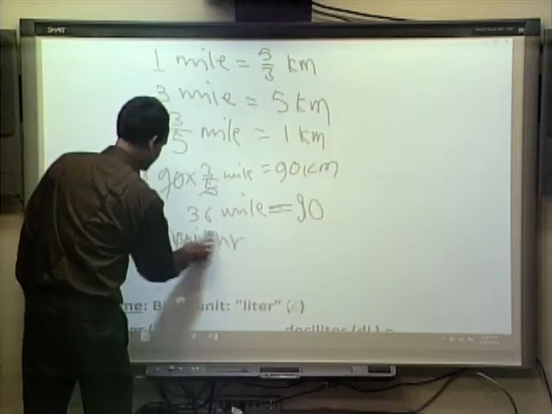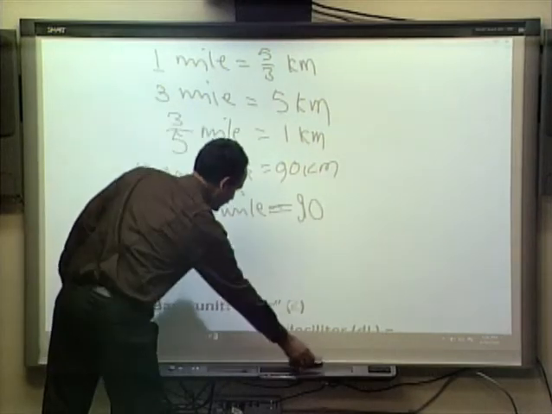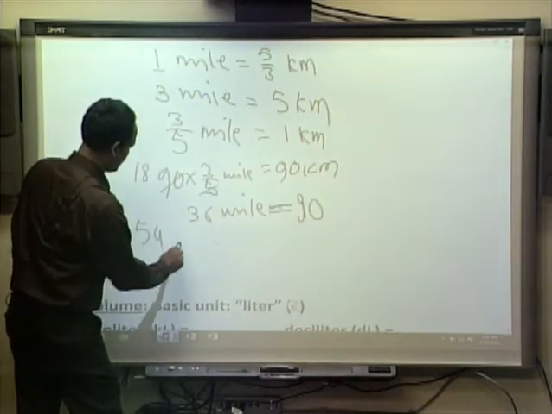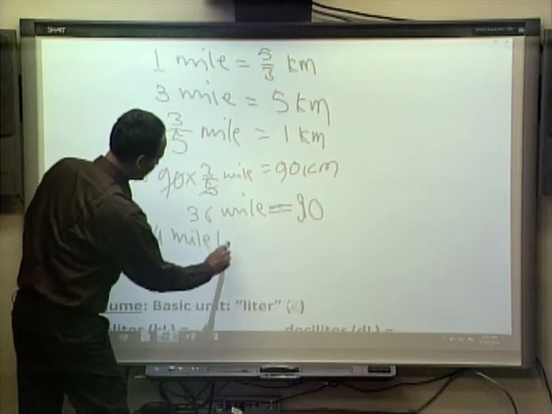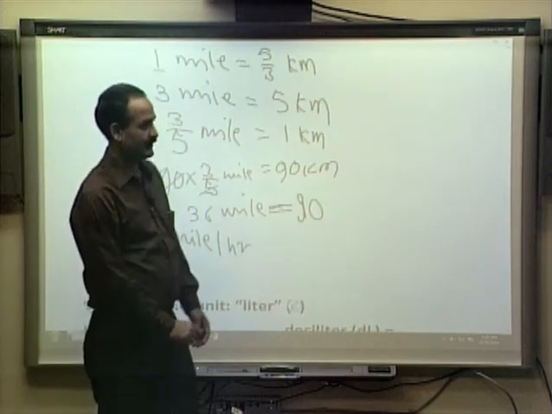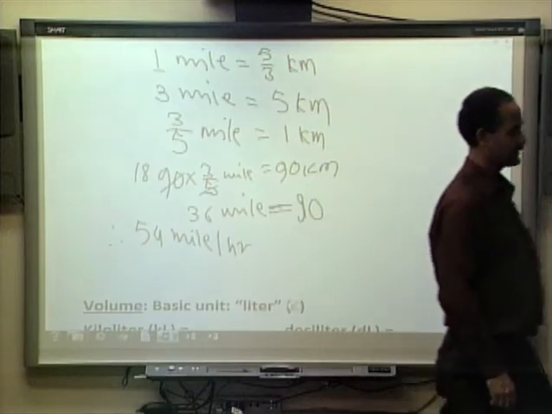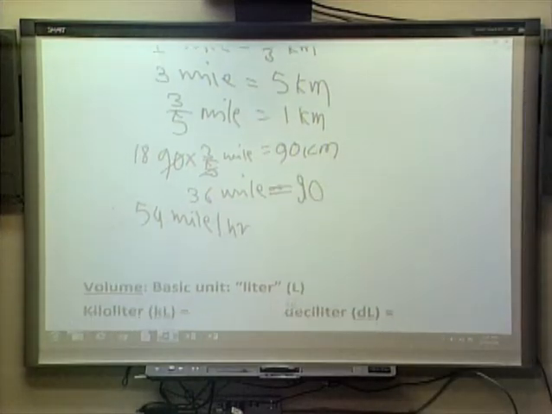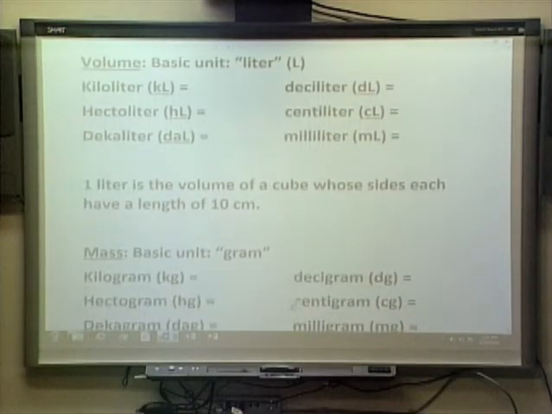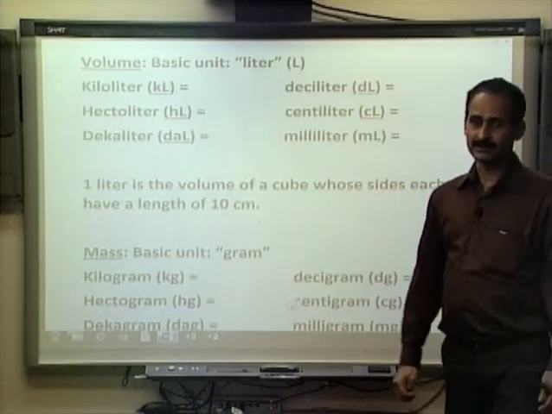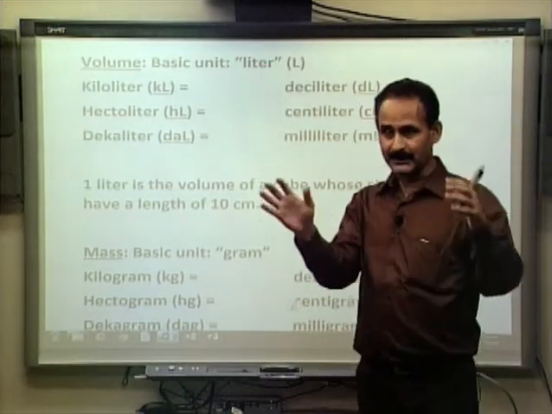Okay. So we looked into a few examples where we converted mile to kilometer and kilometer to mile as well. Let us talk about volume. The basic unit of volume is liter. We are talking about the metric system.